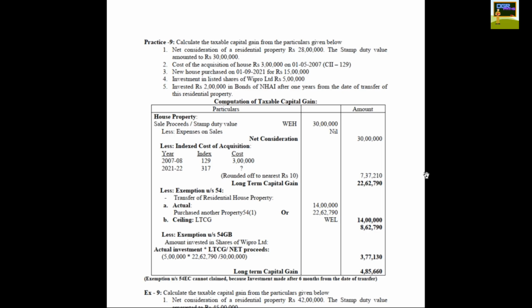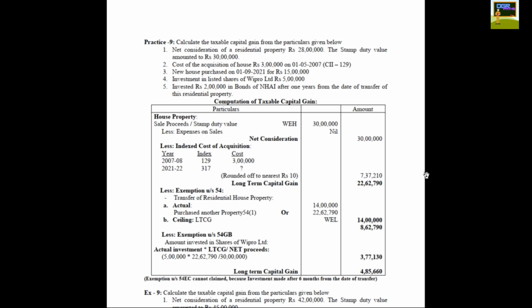Next, exemption under section 54 GB, amount invested in the shares of Wipro Limited. So investment into long-term capital gain by net consideration. So the exemption under section 54 GB will be 3,77,130. So balance 4,85,660 will be taxable long-term capital gain. Here note, exemption under section 54 EC cannot be claimed because investment was made after 6 months from the date of transfer.